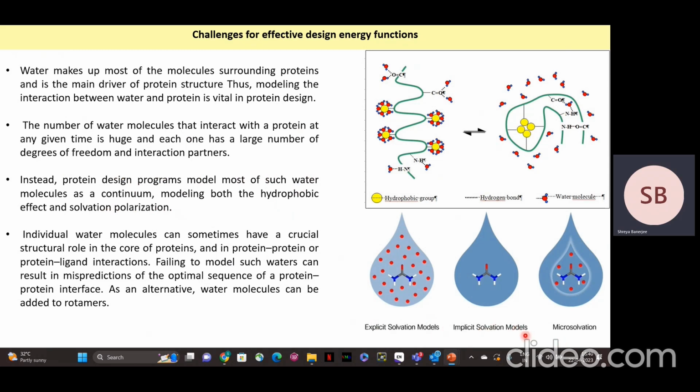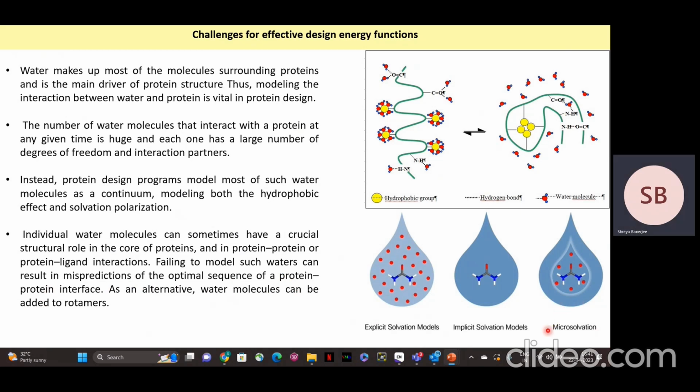So that is called an implicit solvation model, where instead of considering each water molecule, the entire water system is modeled as a continuum having the average properties of all the water molecules. The individual water molecules can sometimes have a crucial structural role in the core of proteins and in protein-protein or protein-ligand interactions. So sometimes water molecules have individual roles that you cannot just make into a continuum in the implicit solvation model. Failing to model such individual water molecules can result in misprediction of the optimal sequence of a protein-protein interface.